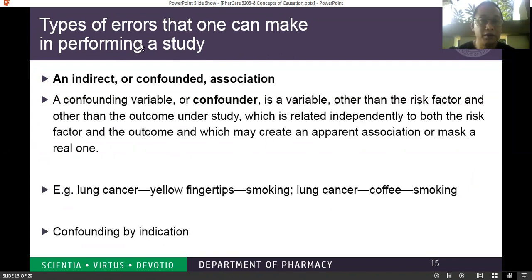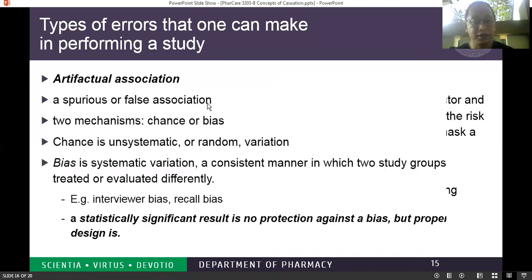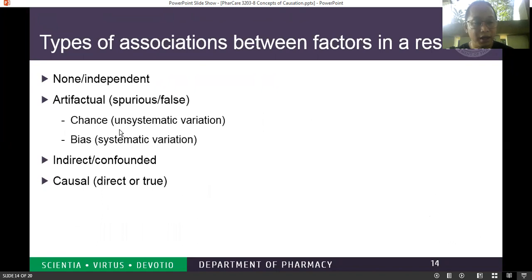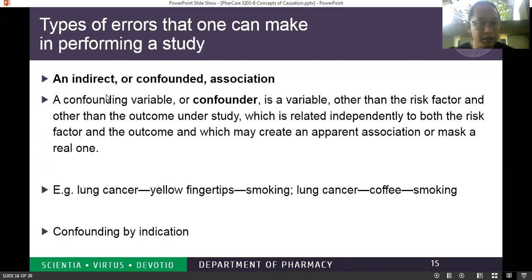So there are some types of errors, and then there is the indirect and confounded association. This is another type of association. A confounding variable or a confounder is a variable other than the risk factor and other than the outcome under study, which is related independently to both the risk factor and the outcome, and which may create an apparent association or mask a real one. So these are the classic examples.